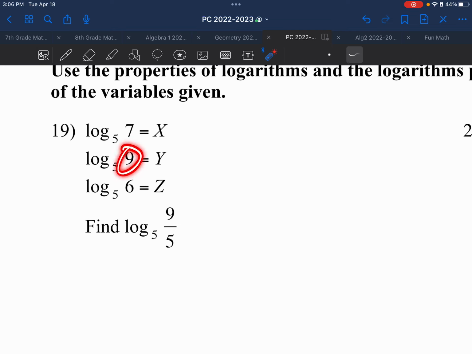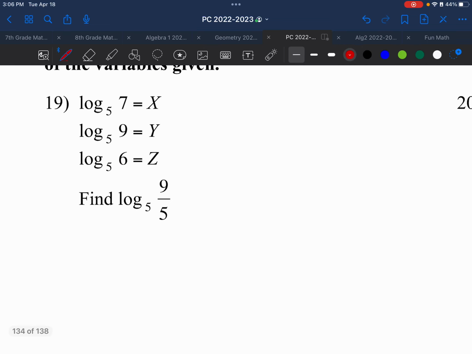You're like, well, I see 9. How do I get a 5? There's no 5. And that's the secret. Remember the 2 secrets here. There's 2 things that are always nice to know, and I'll write them over here to the side. Log base 5 of 1. What power does 5 need to be raised to in order to get 1? Well, 5 to the 0th power is 1.